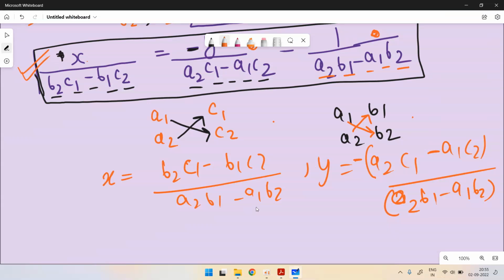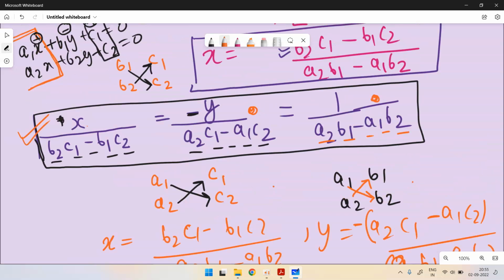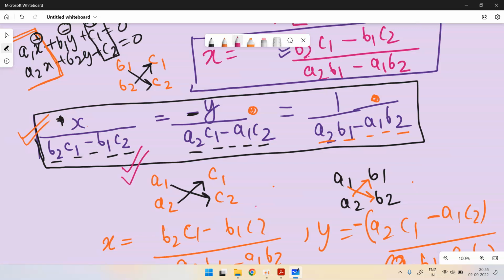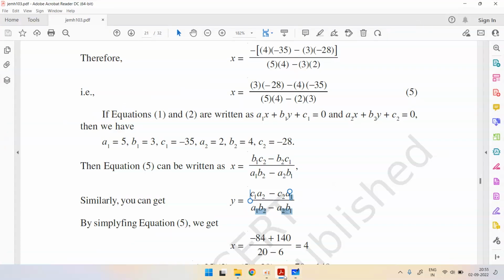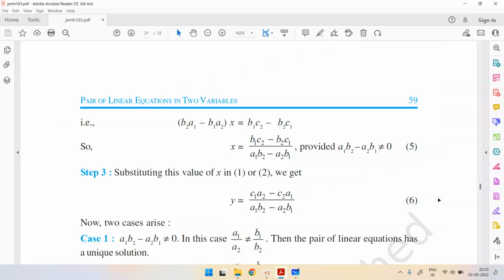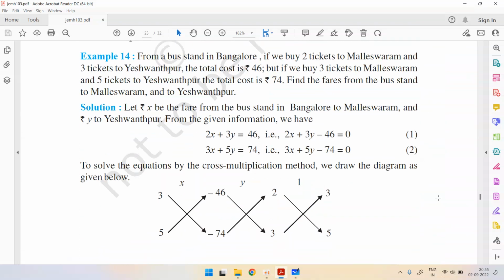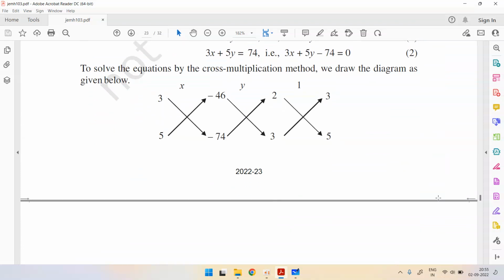So you can remember it as x by b2 c1 minus y by, this is the main formula you need to remember here. This is the main formula for the cross multiplication. This is called cross multiplication. I am getting this by cross multiplying these two things. So with this, I think I am complete. Now I am going to explain one or two more things.